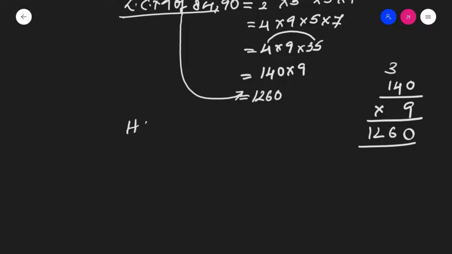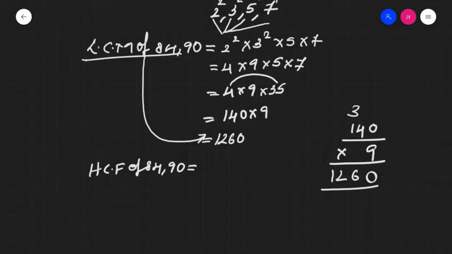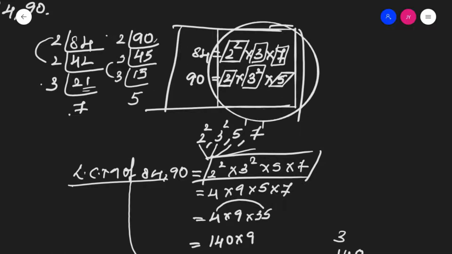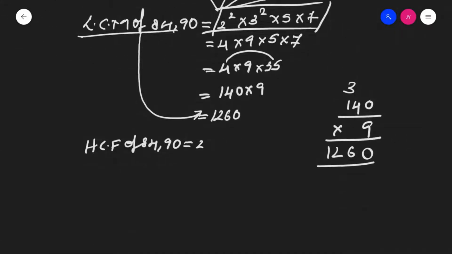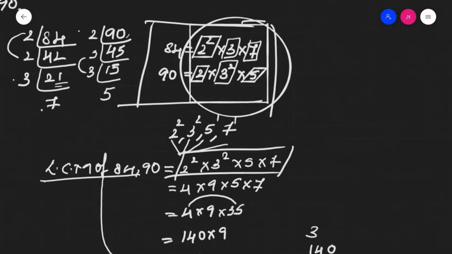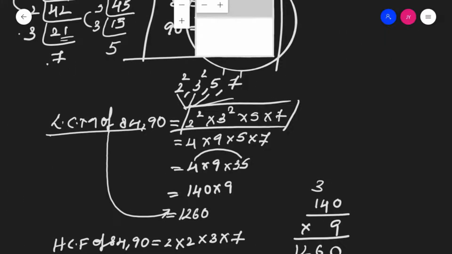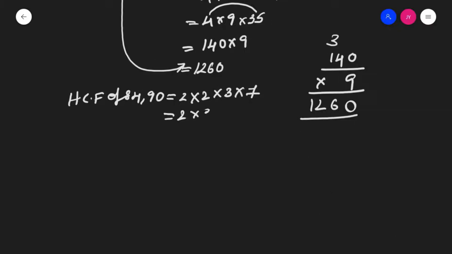Next, HCF. HCF of 84 and 90. Again, write the prime factorization in the expanded form. So 2 square is 2 into 2 and 3 into 7. And what's the next one? 2, 3 square and 5. 2 into 3 into 3 into 5.